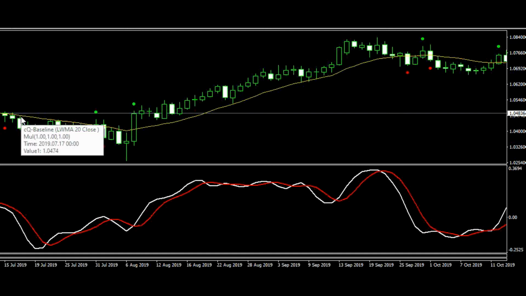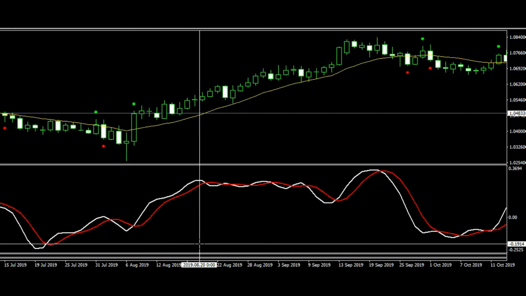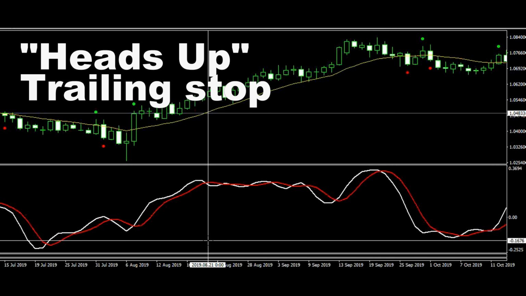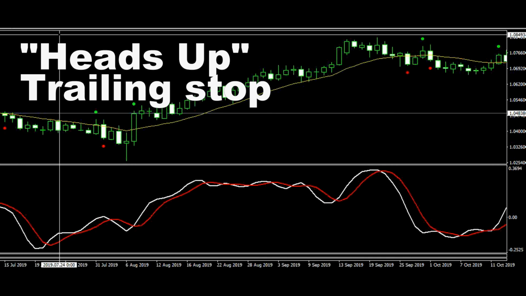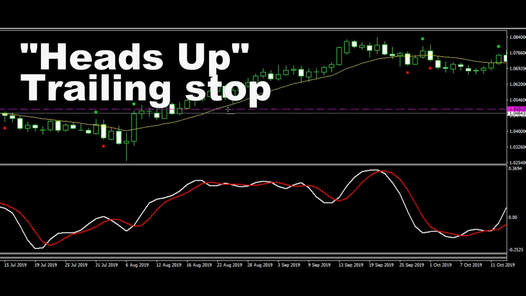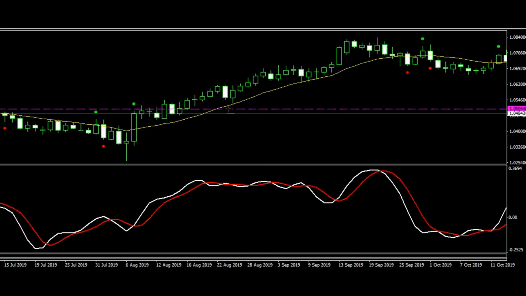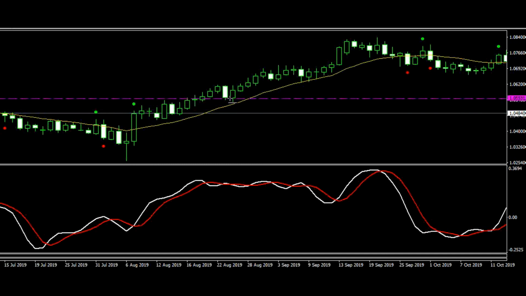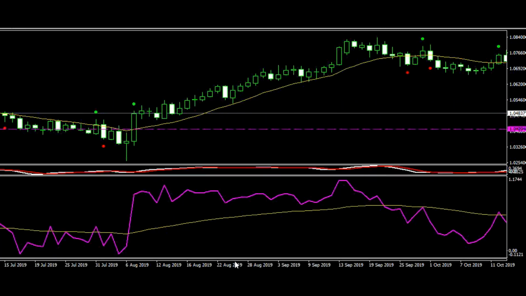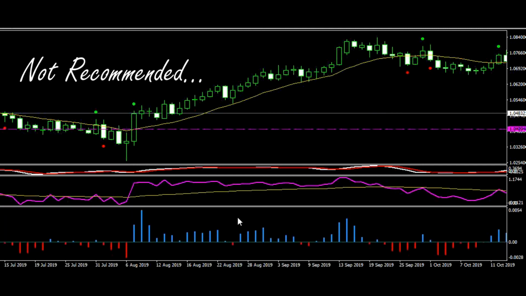So what I've been doing, if you've been watching my videos, is I watch this RVI since it's usually the first to turn. And when that turns, what I will do is maybe put in a trailing stop. Like right there. Okay. And then I just will follow that up until either the trailing stop gets hit or one of the other indicators tells me to get out. Now that's what I've been doing.